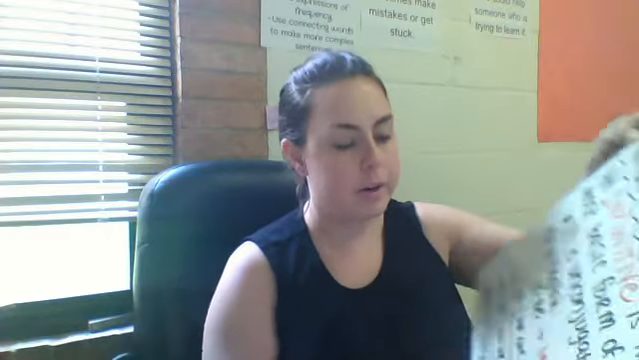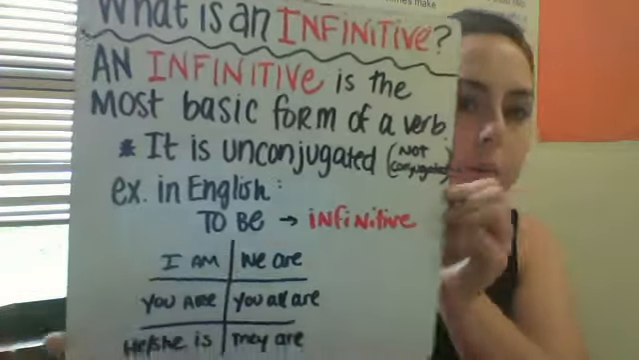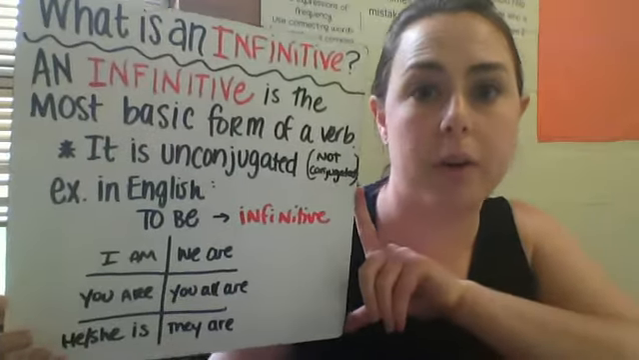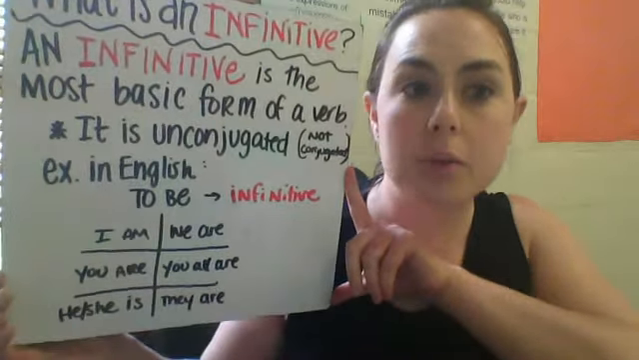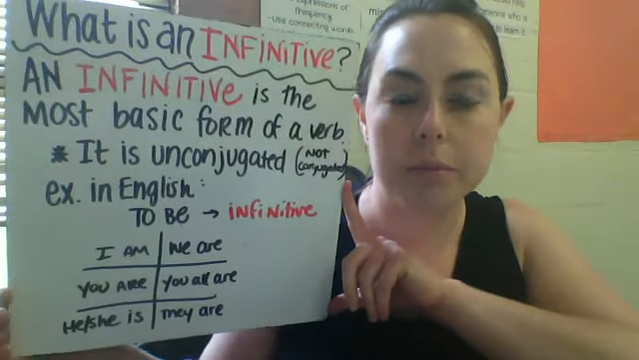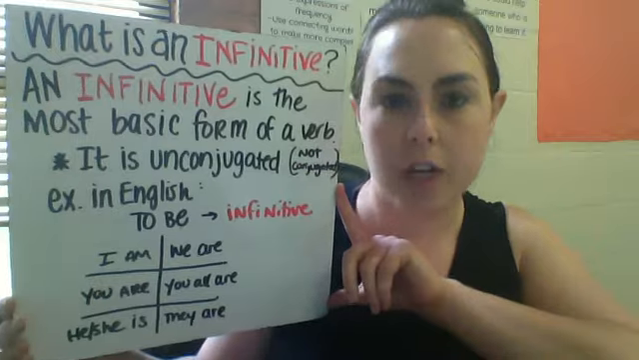Okay, so to start us off, we're going to talk about infinitives. This is an important thing to know, the definition of an infinitive, because I will ask you about this many times throughout the year. We'll be using infinitives all year long. An infinitive is the most basic form of a verb. What I mean by that is that it's a verb that hasn't been conjugated yet.